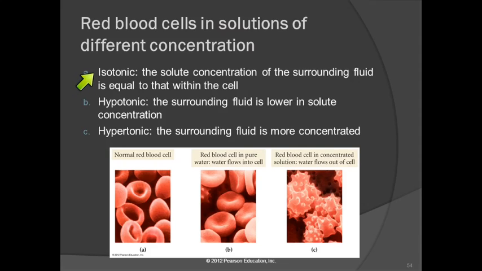Isotonic means that the concentration of the solute in the surrounding fluid is equal to that within the cell. And if we have red blood cells in an isotonic solution, then there's no net flow of water into or out of the blood cells. And so they're fine. Hypo is a prefix that means below. Now the surrounding fluid is lower in solute concentration.